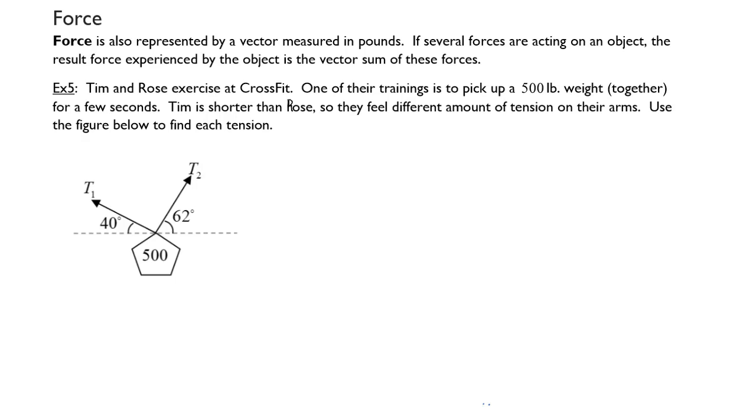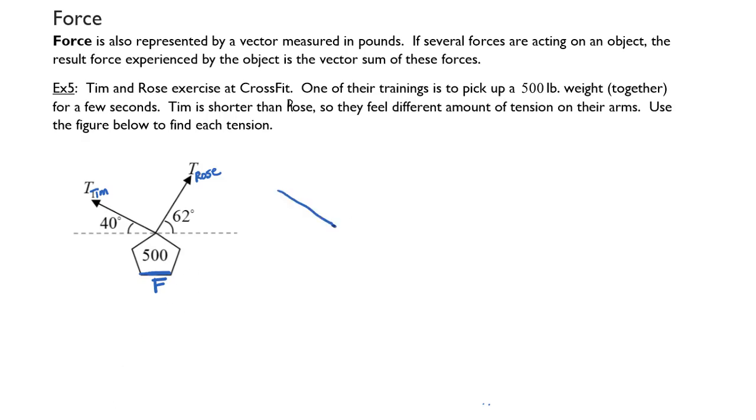We see that T sub 1 has a smaller angle than T sub 2. So we'll go ahead and assume that T sub 1 is T sub Tim, and T sub 2 is the vector representing Rose holding on to the weight. The 500 pounds is pulling directly downward, so we'll call this a force representing the 500 pounds.